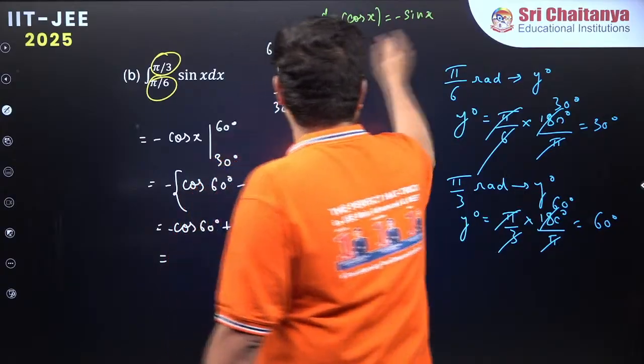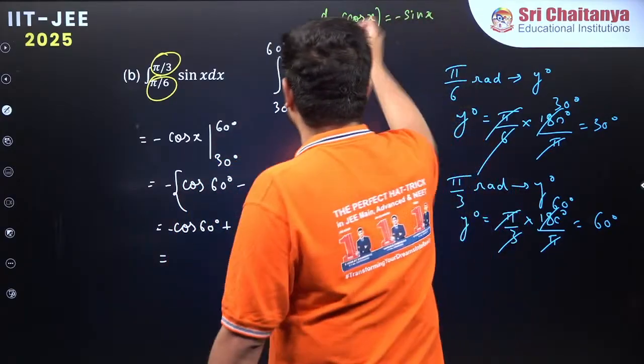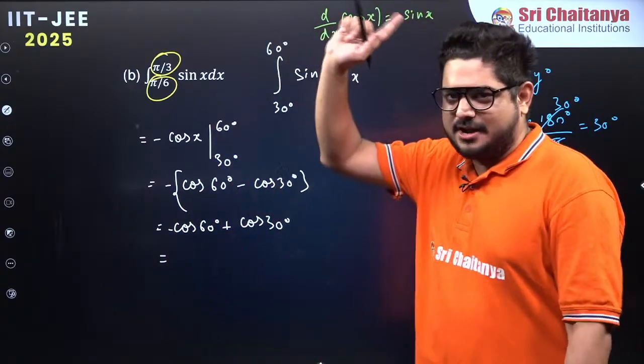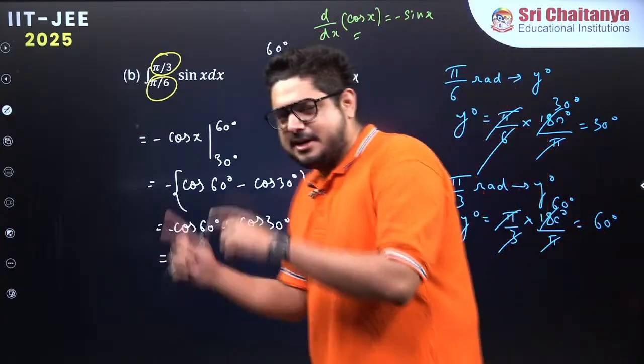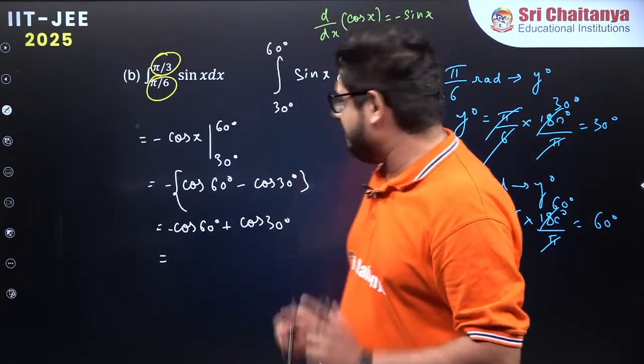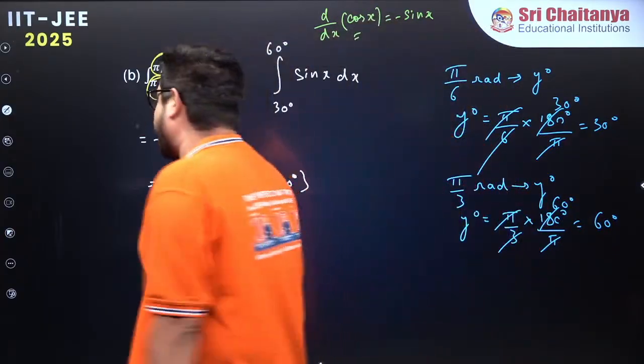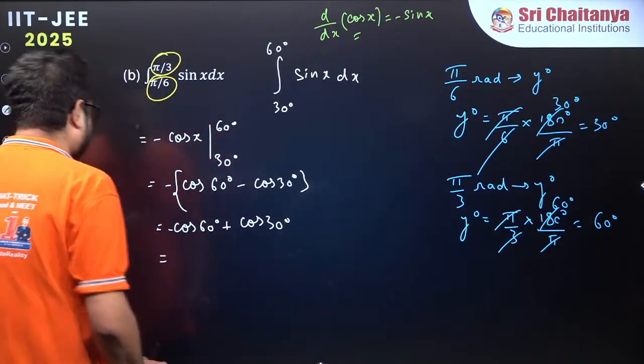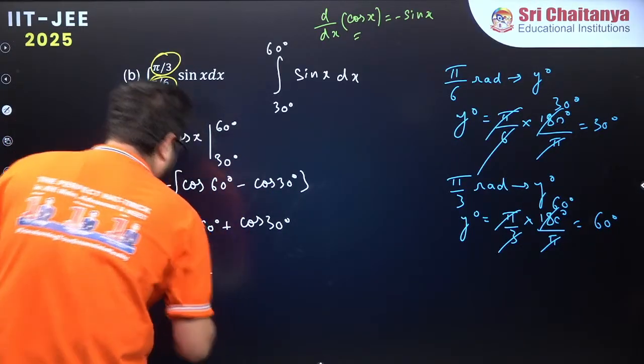You just need to integrate it. I will be getting it as minus of cos x. If you can recall, I already mentioned this: integrals are antiderivatives. Okay? So, cos 60 is half. Since we have a minus sign associated with it, it's going to become minus half.